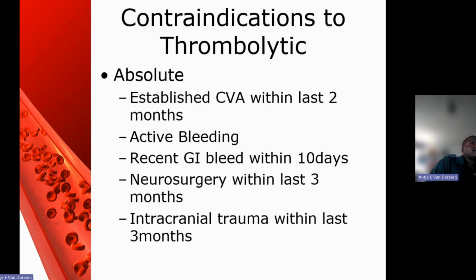Then contraindications to using thrombolytics is, of course, what we normally see quite a lot, even with patients that have strokes and now they need to be thrombolyzed. The absolute contraindication is if a patient has an established cerebrovascular accident within the last 2 months, or is actively bleeding, if they have had a recent GI bleed within the last 10 days, neurosurgical intervention within the last 3 months, or intracranial trauma within the last 3 months. All these patients should not get the tenecteplase or the alteplase or the TPA.